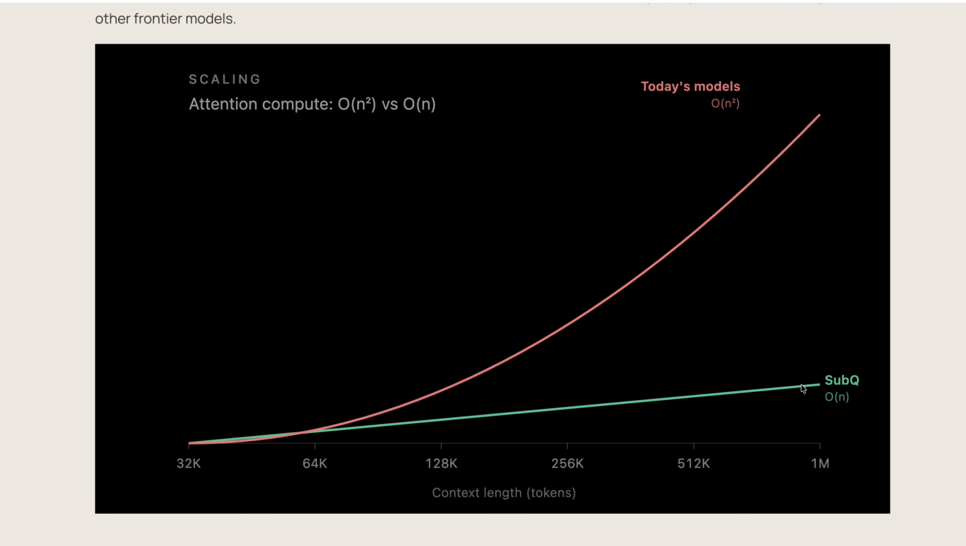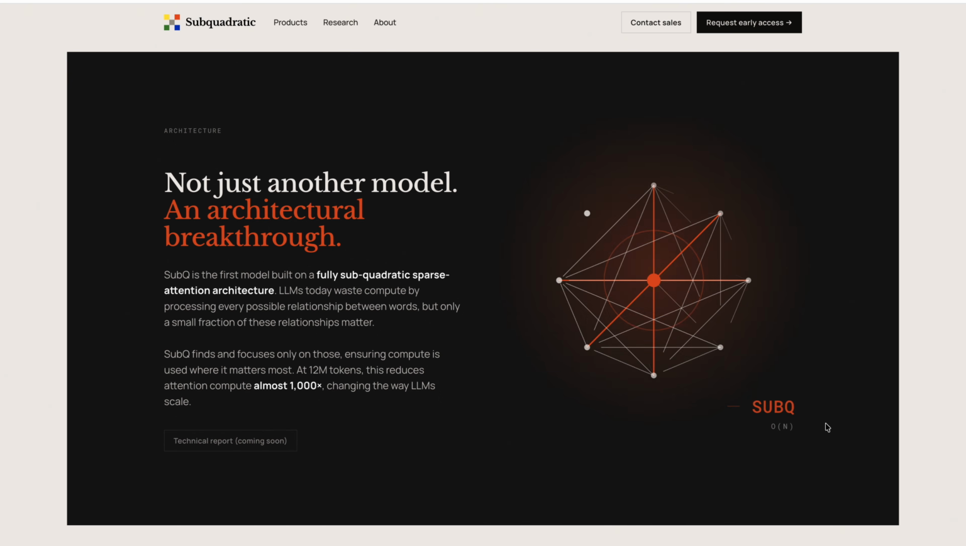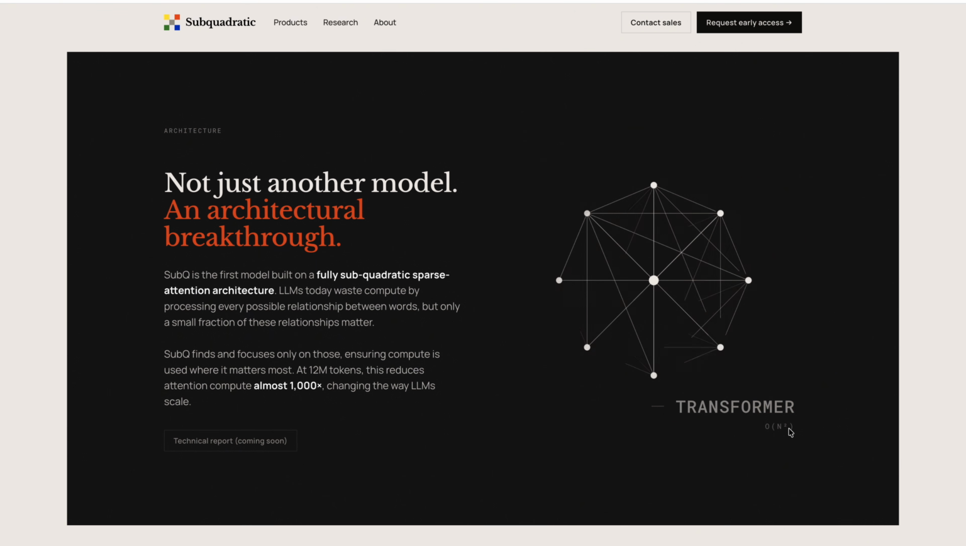SubQ completely rewrote the rulebook using subquadratic selective attention. Instead of blindly scanning everything, the model dynamically routes attention only to the specific parts of your codebase that actually carry the signal to answer your question. It ignores the rest. It brings the time complexity down from O(n²) to O(n), linear scaling. This is why it operates at less than 5% of the cost of Claude Opus.